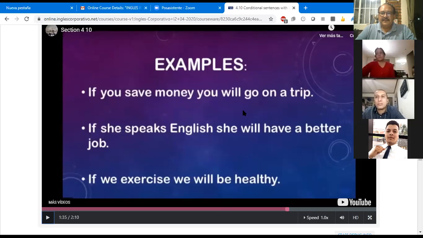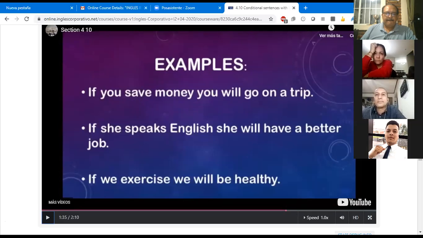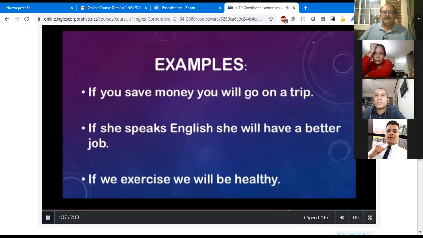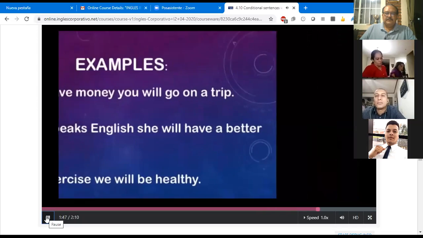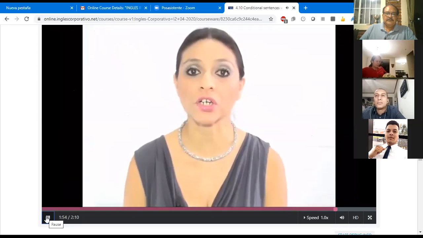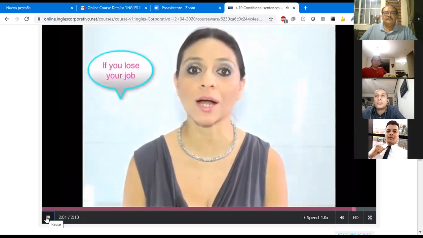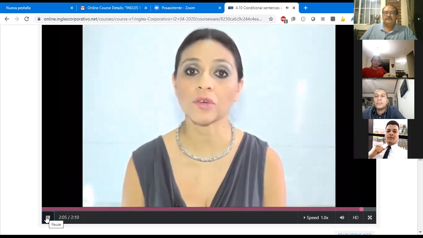When we are using the first conditional, this is the structure: present, future. If you save money, you will go on a trip. If you speak English, you will have a better job. If you exercise, it will be helpful. All of these examples show a possibility of what might happen if. I will give you some possible situations. Try to give me your consequence using the structure we learned, and don't forget to write them in our discussion box. If you study English, if you lose your job, if you have children, write your consequence using the future, will, may, or might.